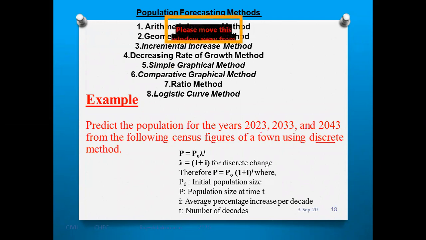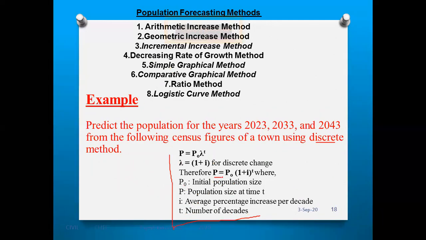Predict the population for the years 2023, 33, 43 by using the discrete method. For the discrete method, this is the formula you have to check: P naught is the initial population, P is the population size, I is the average, and T is the number of decades. This is the formula you have to write. Okay? Now see the answer.